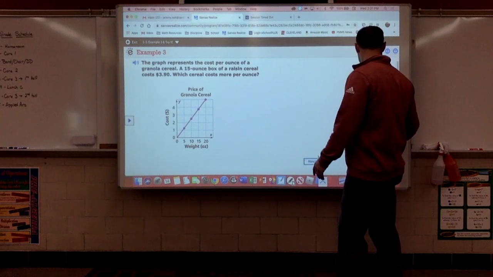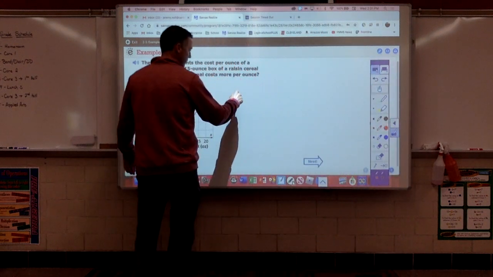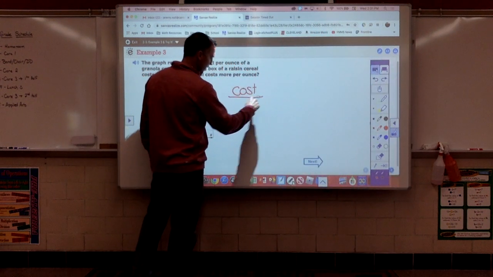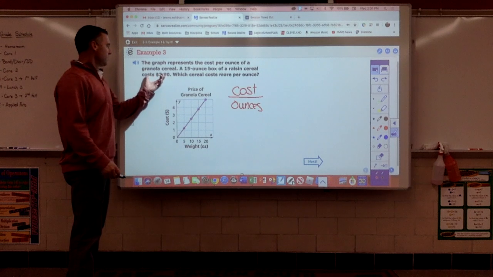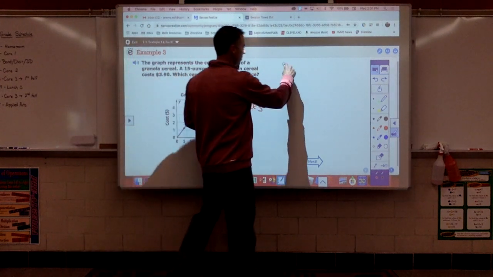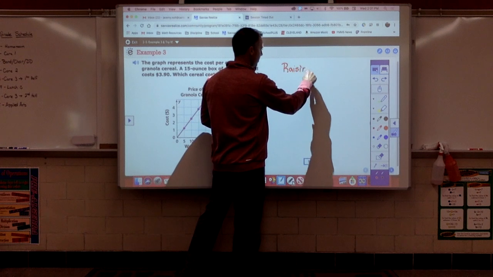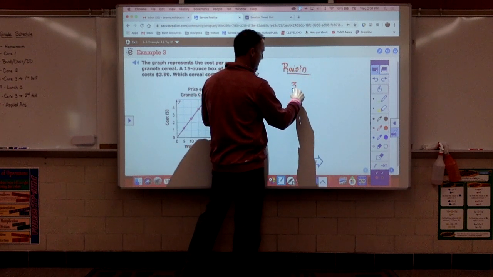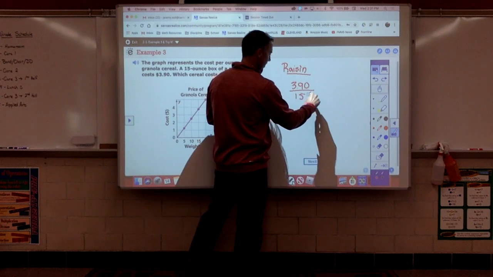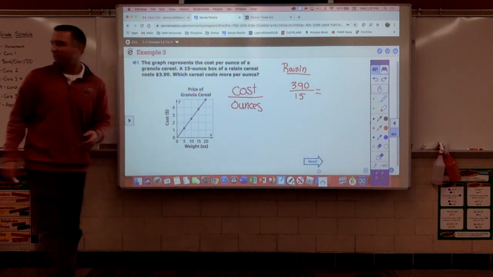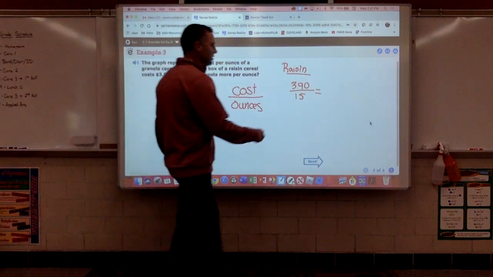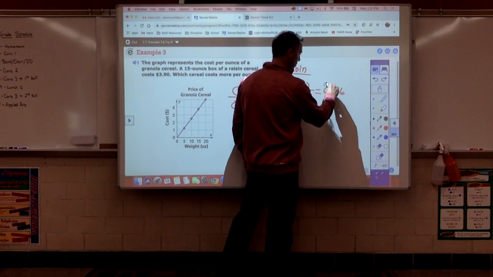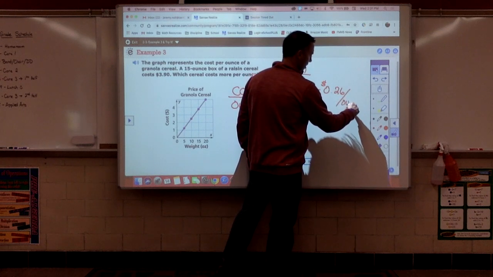Cost per ounce just means I want to take the cost and divide it by the ounces. So for the raisin cereal, that would be $3.90 divided by the 15 ounces. Now, $3.90 divided by 15, I should ask Jilly, but she doesn't know. This comes out to be 0.26, which is 26 cents per ounce.